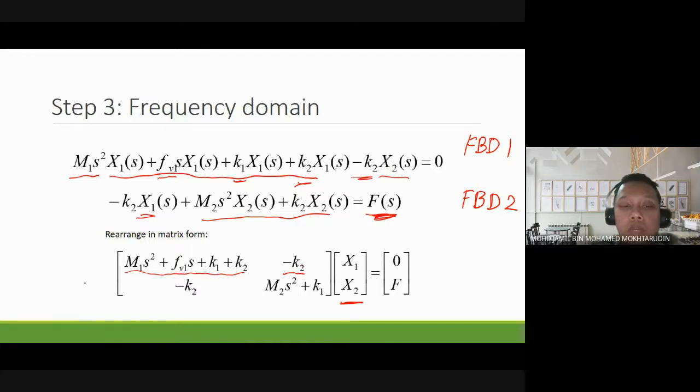Okay, so the second row is the second equation. In the second equation, we have negative k2 times x1. So that's the first element here. And the second element is all the things that are multiplied with x2. So we have m2 s squared plus k2. Sorry, this is k2. So m2 s squared plus k2 is the second element here, and then equals 0f.